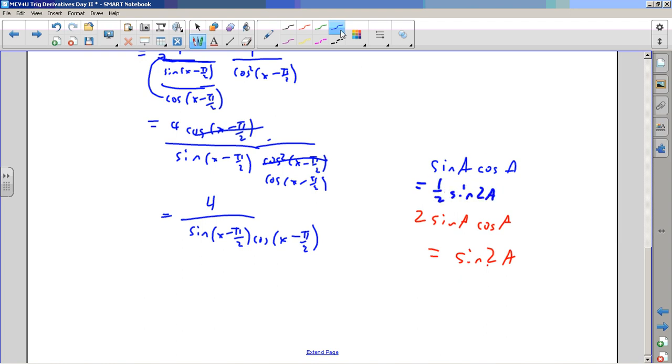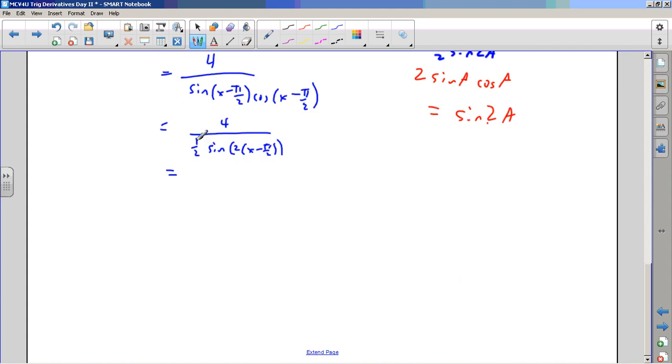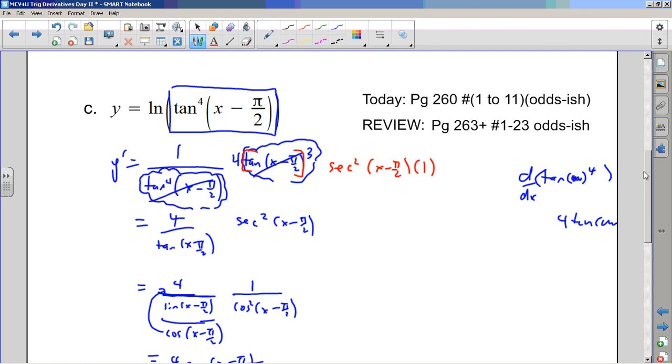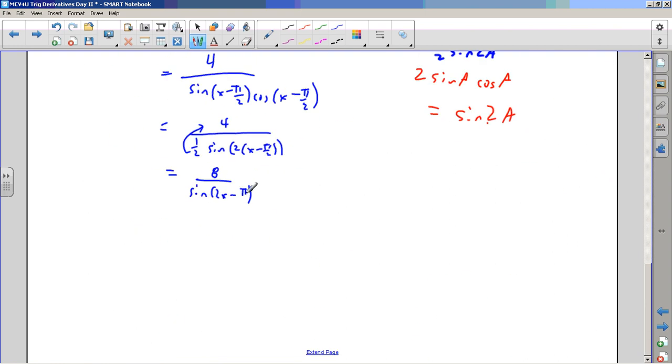So if I wanted to, and maybe I'm done with trig identities for now and I want to quit, but I could write this as sine of 2A, and the A is that. Notice this half, I can flip the 2 up to the top. Then I'm left with sine of 2x minus pi on the bottom. And maybe that's the easiest. And from where we started, a pretty nasty function, that's a pretty nice derivative, really.